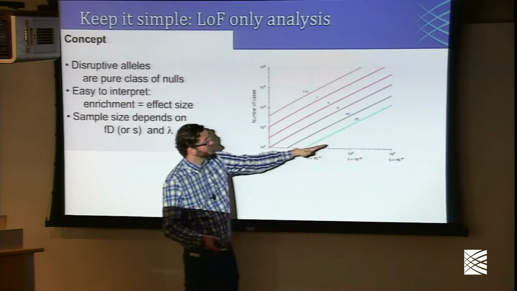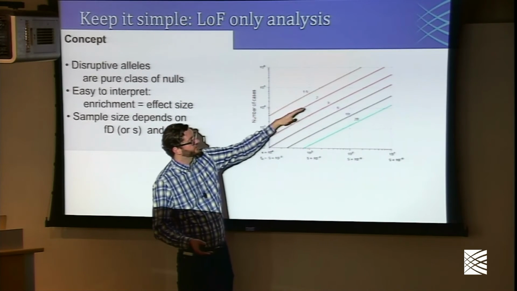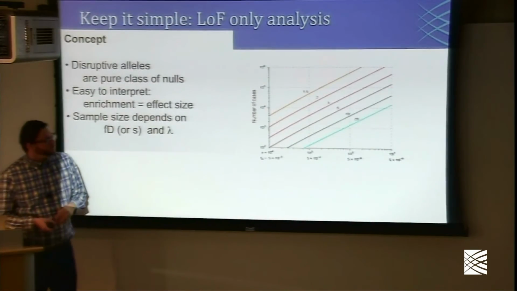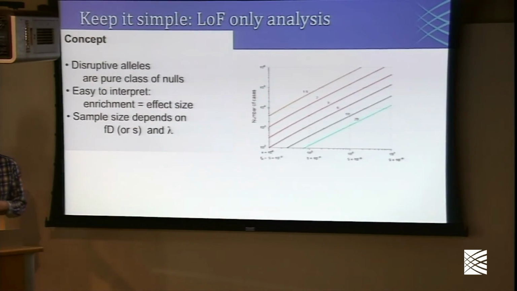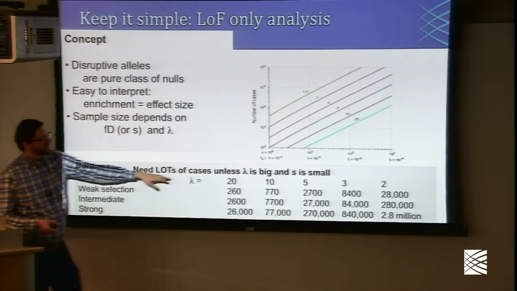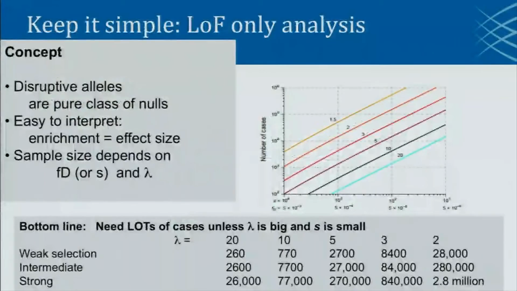Okay, that makes sense? And then this is now representing the different levels of effect sizes that we're looking at across the space. Yes? This is cumulative in frequency you're using, not individual. Correct. So, bottom line: if the effect size is small and the selection pressure is big, we're going to need very, very big sample sizes.